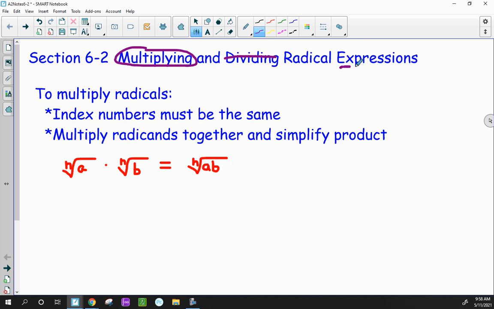An expression in math is a problem without an equal sign. So we're not solving equations, we are just simplifying problems. So our goal today is to multiply radicals.